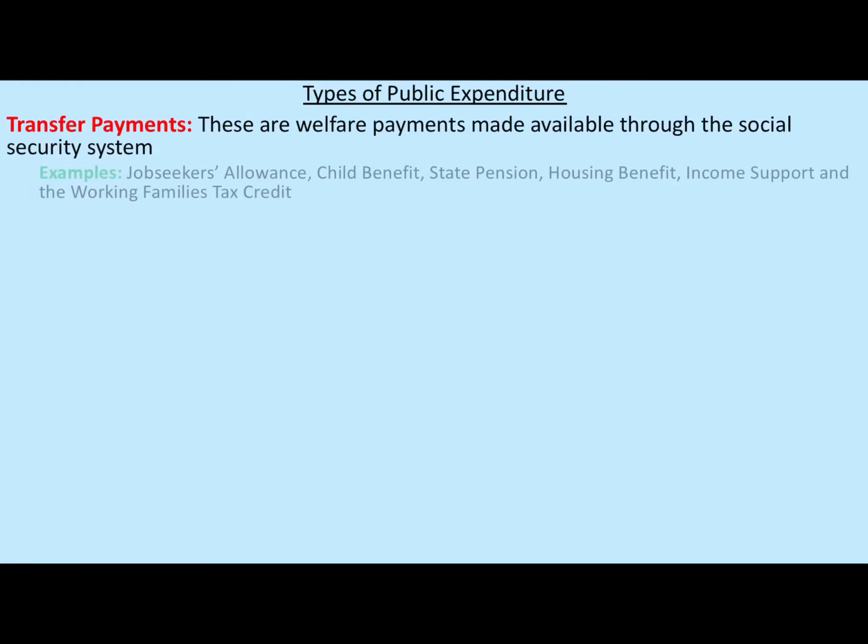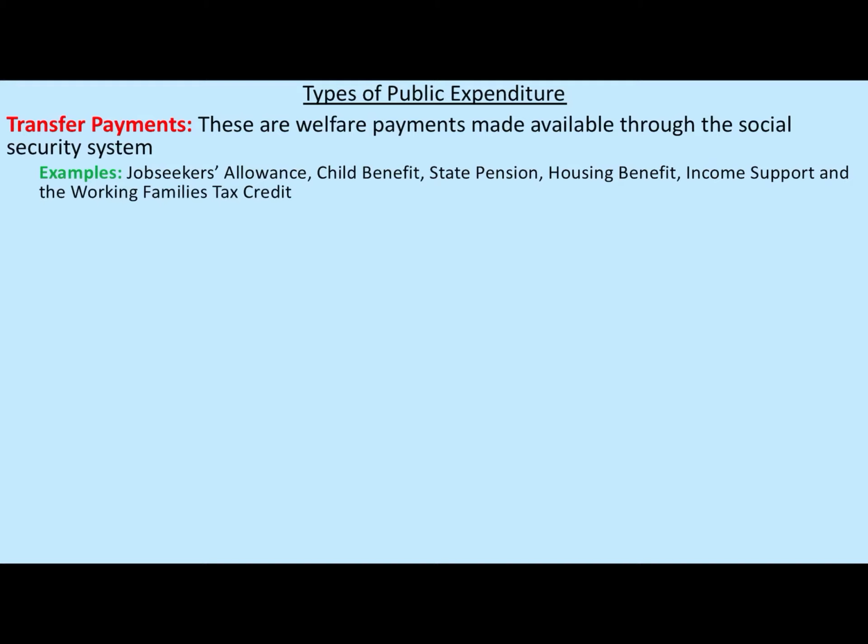So, to start off with, we've got to consider what transfer payments are. We've seen this a bit already, but transfer payments are welfare payments made available through the social security system. Examples of this could be job seekers allowance, child benefits, state pensions, housing benefits, income support, and the working families tax credit. Essentially, transfer payments are the benefits the government pay out to people.